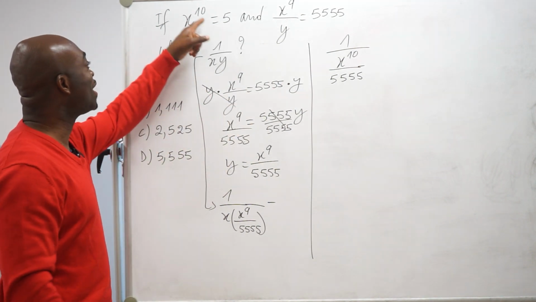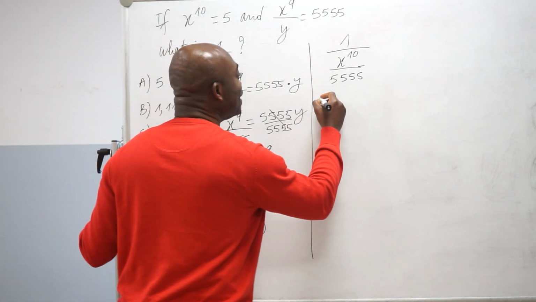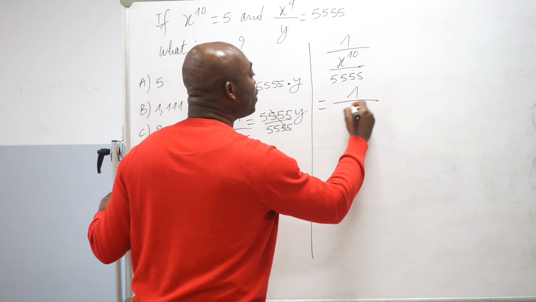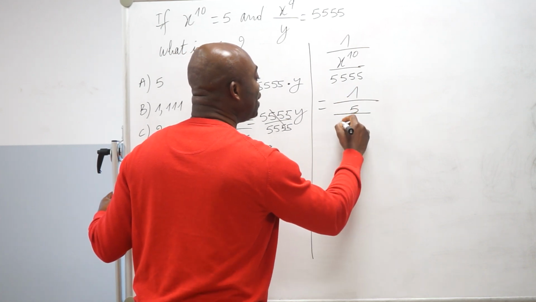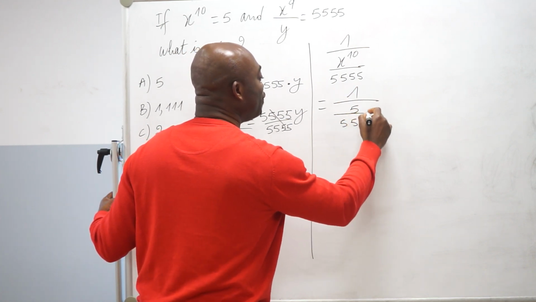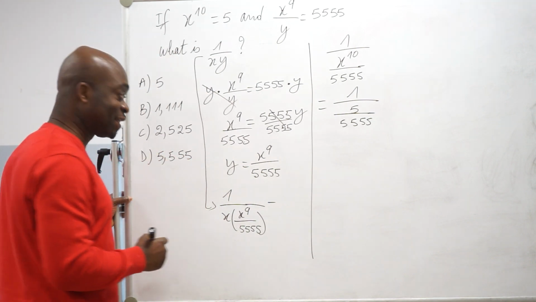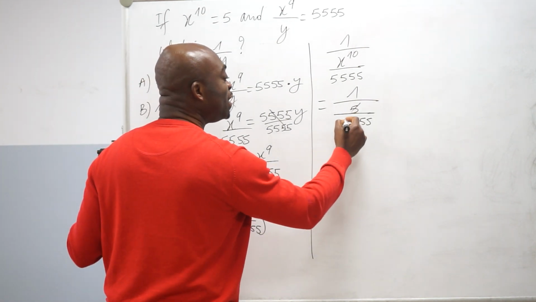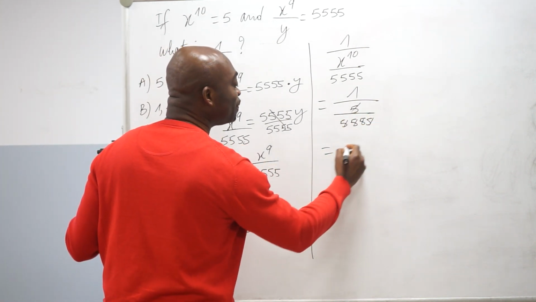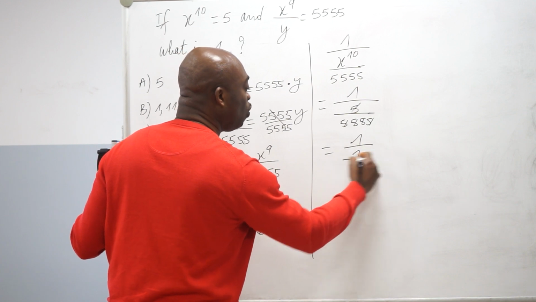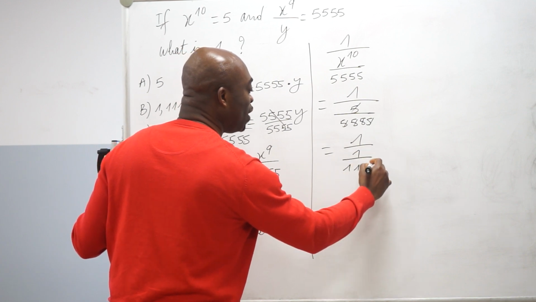All right? Guess what? x^10, we know it. x^10 equals 5, so we can replace it. So this is 1 over 5 divided by 5555. Can we simplify those two? Yes, because 5 can divide into these. That will give us 1 over 1 over 1111.